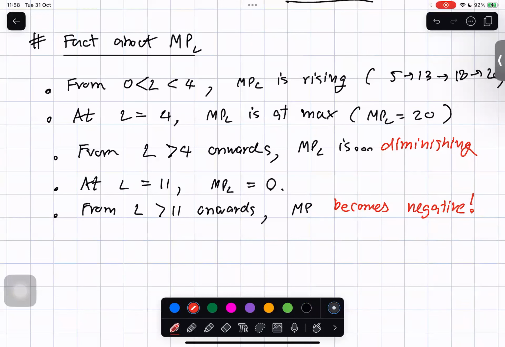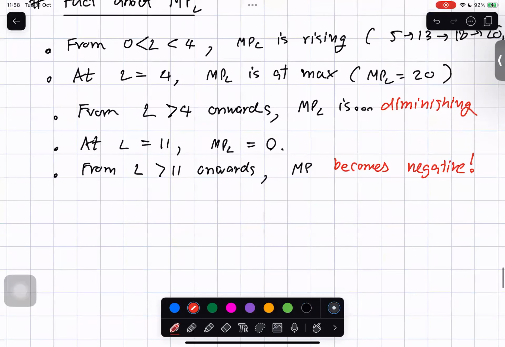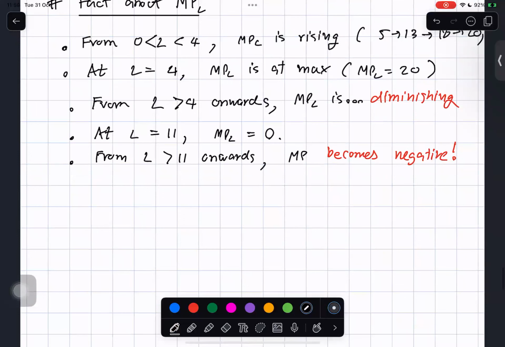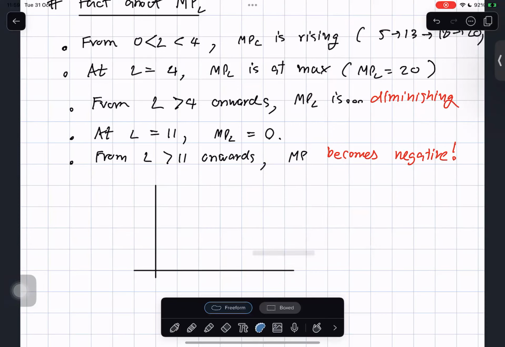So we summarize how the curve look like in 5 bullets here. And of course, if you have these 5 bullets, you don't need to look at the picture. Actually, you can just sketch the curve already by ourselves. Since we know the peak, we know the cutting point at the horizontal axis, we can produce this MP curve by ourselves. Okay, let's do one.